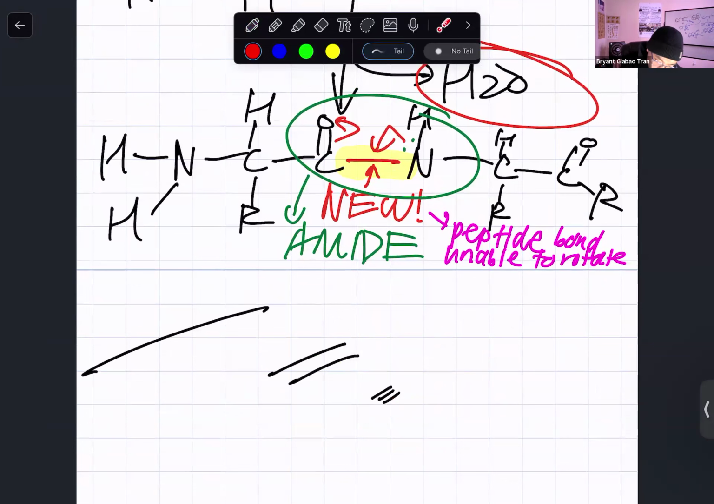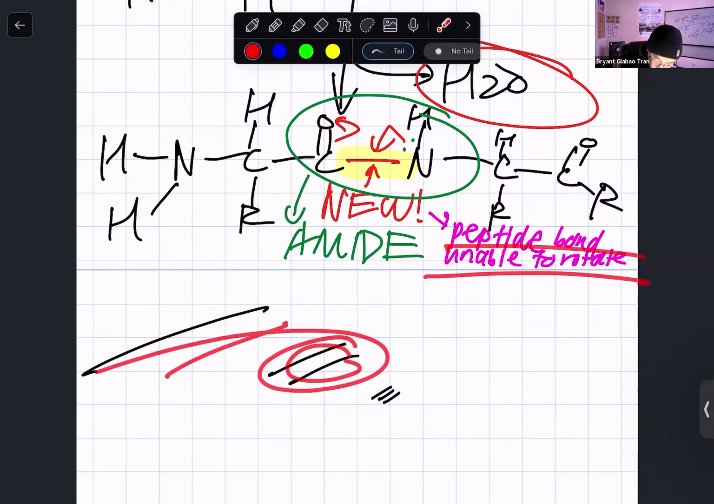So this has a bond order of 1.5 because it's in between a single bond and a double bond due to the resonance. So its bond length is going to be between a typical single bond and a double bond, right? If its length is in between them, then that means its strength is also in between a single bond and double bond. But this will still be unable to rotate because it has some double bond character, right?